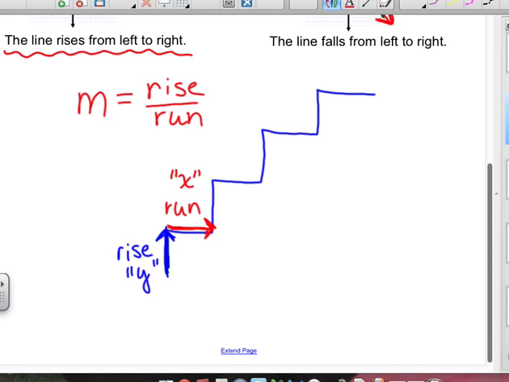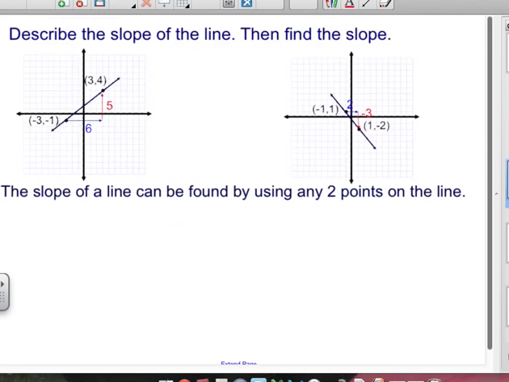The goal today is to look at a line, figure out how far the rise is between 2 points. That number goes on top. Figure out how far the run is between those same 2 points. That number goes on bottom. And once you have that written as a fraction or written as a ratio, you have figured out what the slope of the line is. And you'll be able to tell me if it's positive or negative. Okay? Here's what I mean. Describe the slope of the line. So, is it positive or is it negative? And find the slope. Okay, let's start.